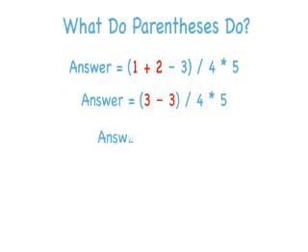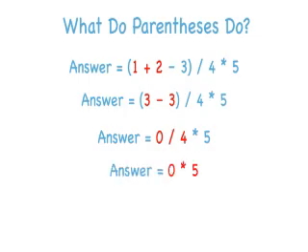Step 3. Look at our problem now. Step 4. We are now ready for division and multiplication. Because we work left to right, we will divide 0 by 4 first. Step 5. We're ready to multiply 0 times 5. Step 6. Finally, we get our answer of 0. Notice that we had the same numbers and same operators, but because of parentheses, the answers were different.